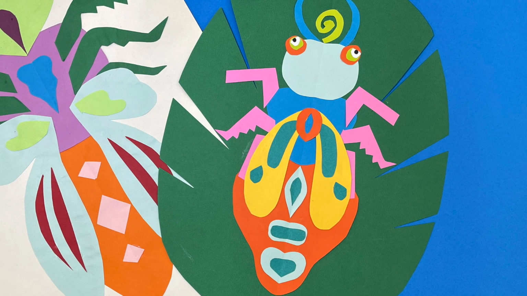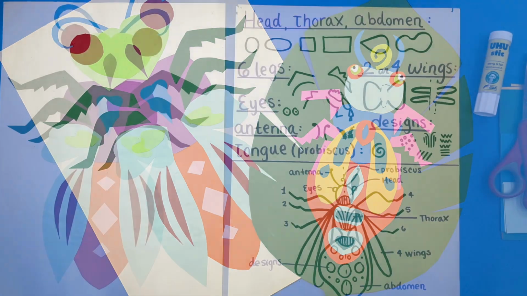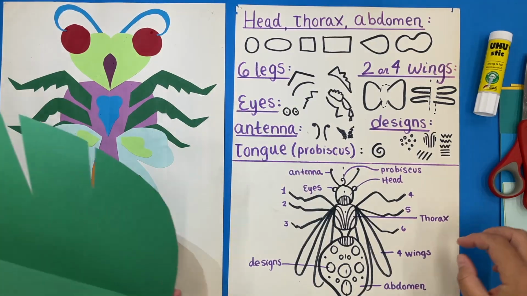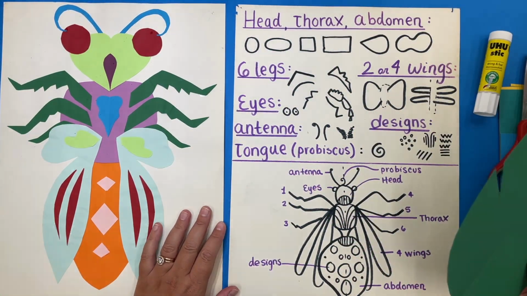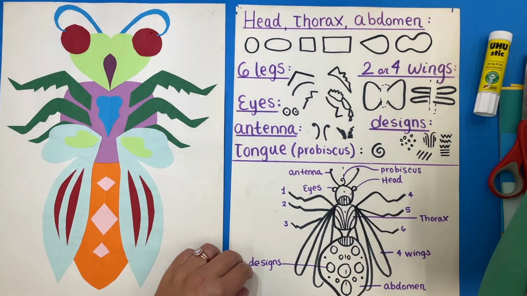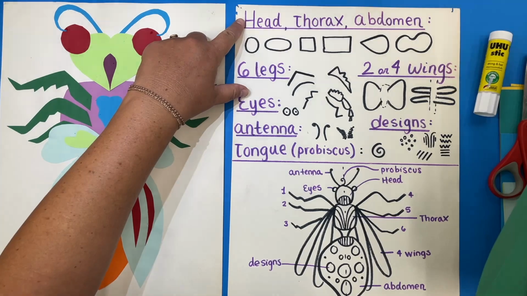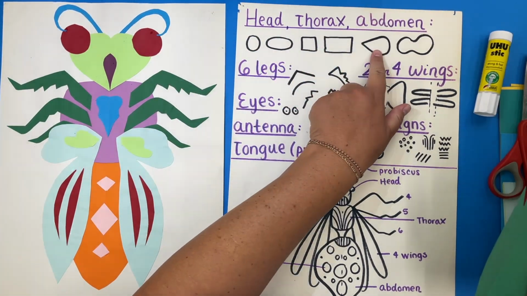Let's build our own unique species of insect together with symmetrical paper folding. Like last week, we are going to be folding our paper and cutting symmetrical shapes. Take a look at all the different parts that we need for our insect. We are going to start today with the head, thorax, and abdomen using some simple shapes.